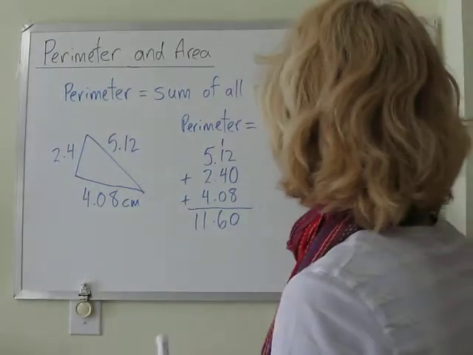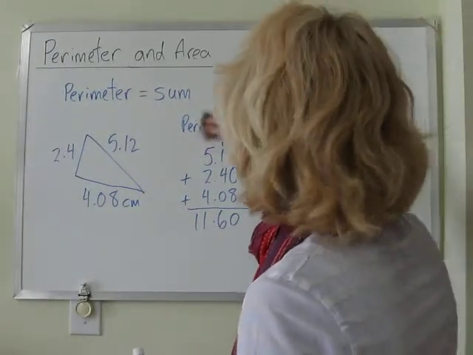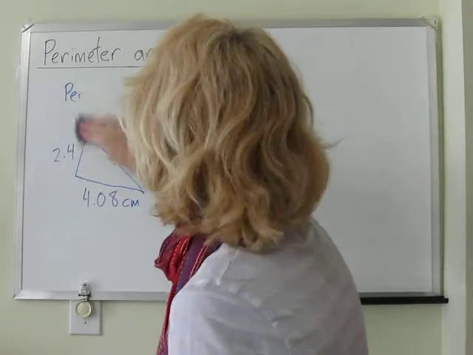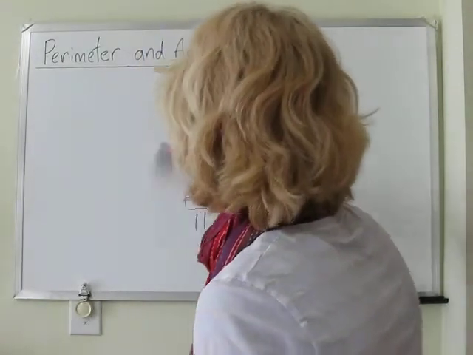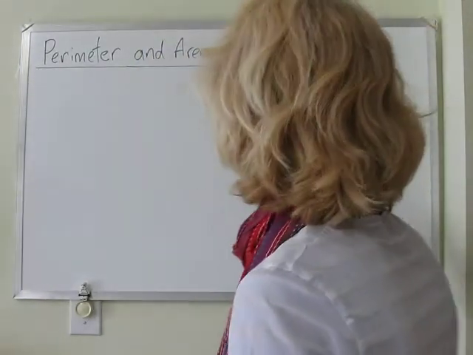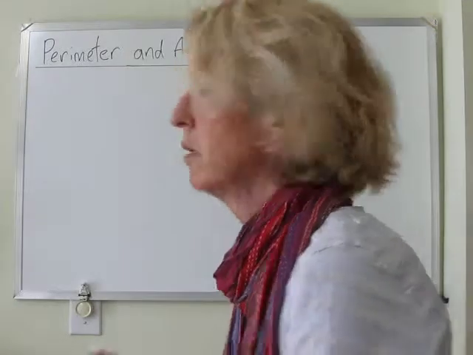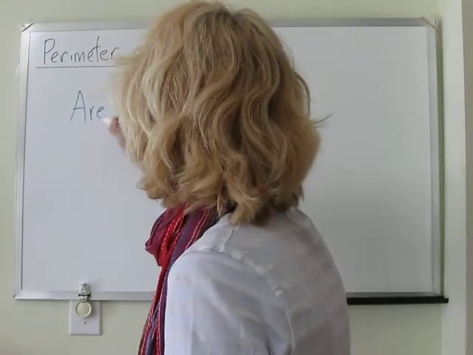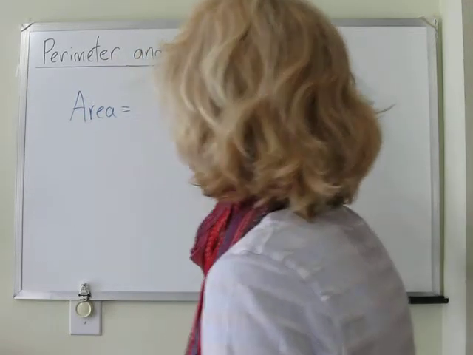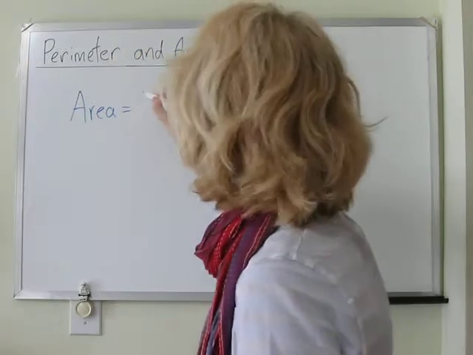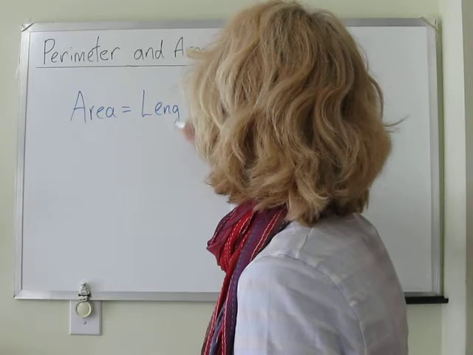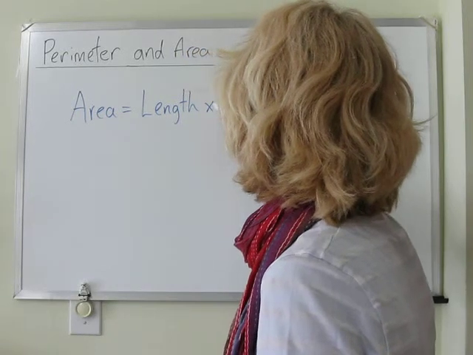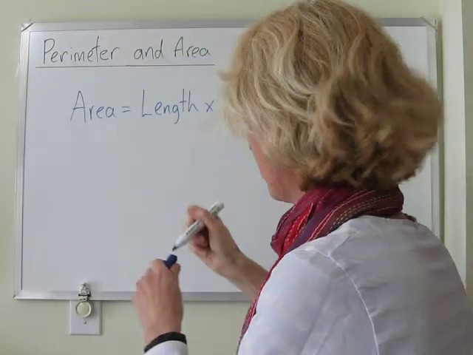Now, let's calculate area. What's the definition of area? The inside of an object. Okay, and how do we calculate that? Area equals? Do you remember? Length times width. Okay. Length times, oh, that's an ugly W.